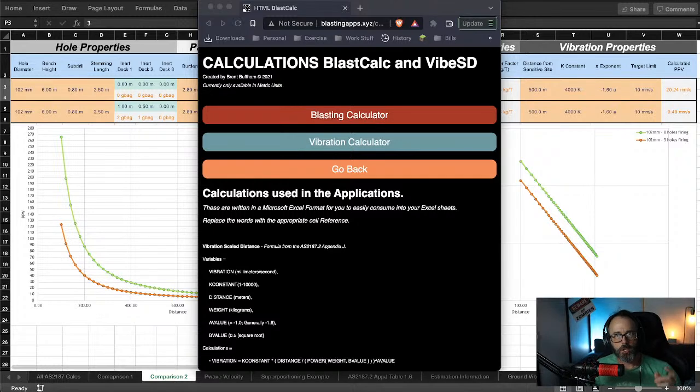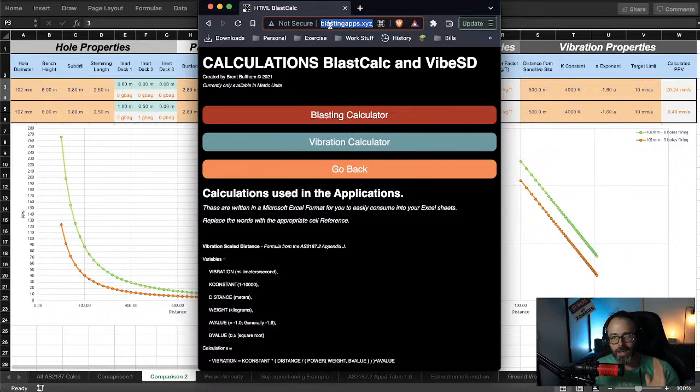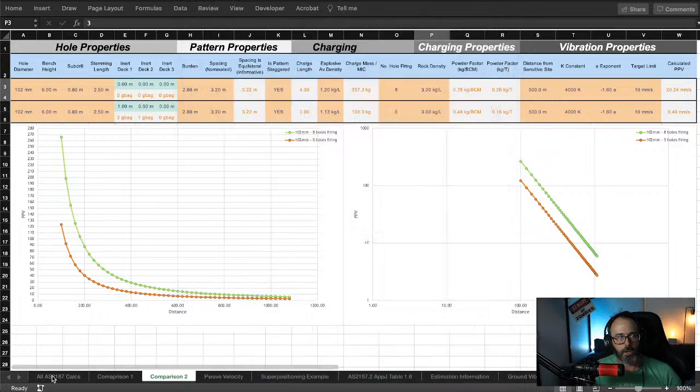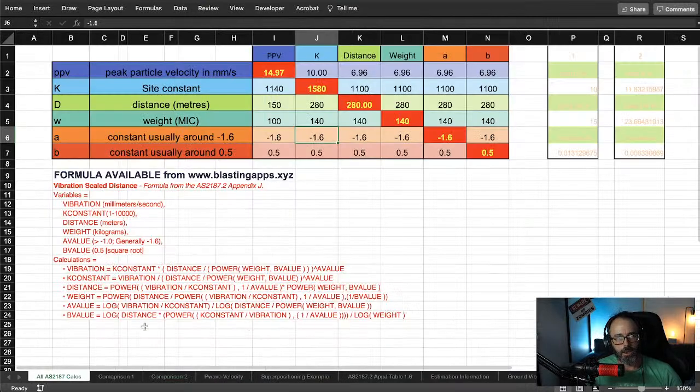Okay, all right. So this little apps thing that I've done here, blastingapps.xyz, it's just HTTP. This one here, you can go here and you get a whole bunch of little calculators to help you think out things, a little bit of fly rock. Now, those calculations that I pointed out in here, all this sheet you can build pretty quickly. You can ignore column P and R. That was just something from ages ago that I put in there.